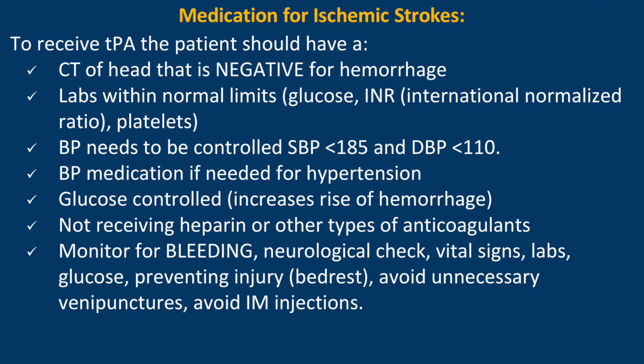Glucose should be controlled due to increased risk of hemorrhage. Patient should not receive heparin or other types of anticoagulants. Monitor for bleeding. Neurological checkup should be done. Vital signs, labs, glucose should be monitored. We have to prevent injury by giving bed rest to the patient. Avoid unnecessary venipunctures. Avoid IM injections.